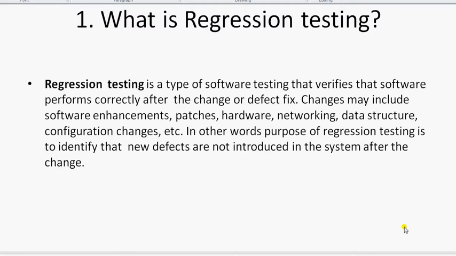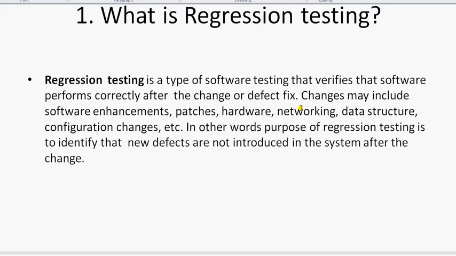What is regression testing? It is a type of software testing that verifies that software performs correctly after the change or defect fix. Changes may include software enhancement, patches, hardware, networking, data structures, configuration changes. The purpose of regression testing is to identify that new defects are not introduced in the system after the change.